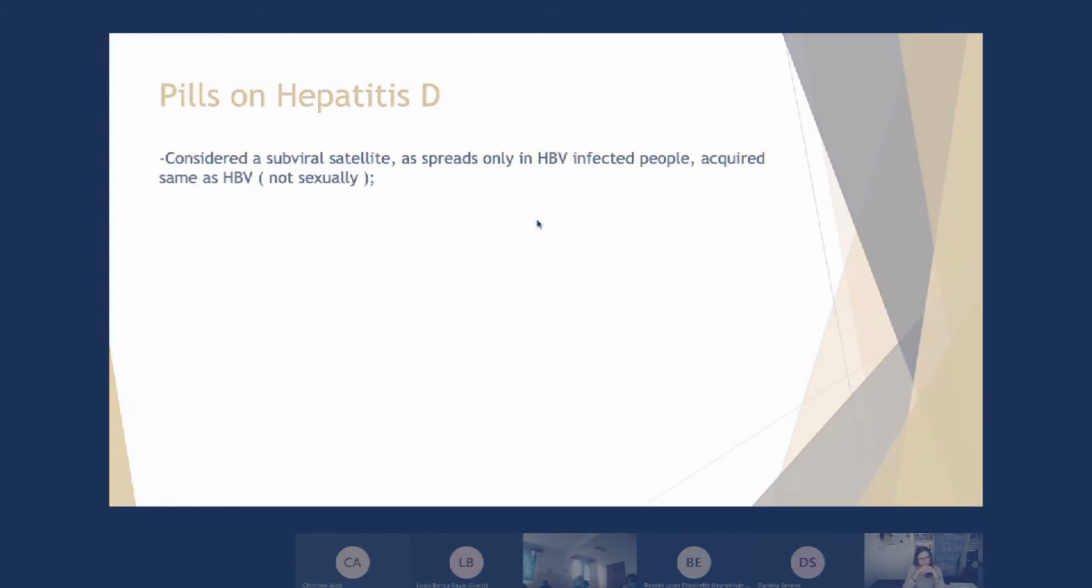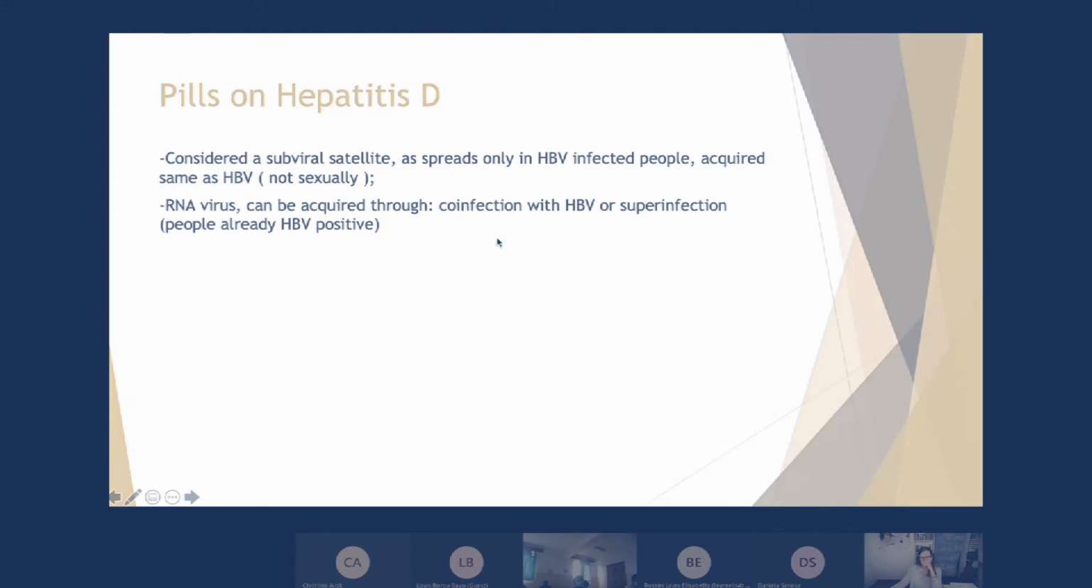Hepatitis D is a virus that spreads only in people who are infected with HBV. So it can be acquired at the same time, and it can be acquired in someone who already has HBV. These are called, of course, co-infection and superinfection.